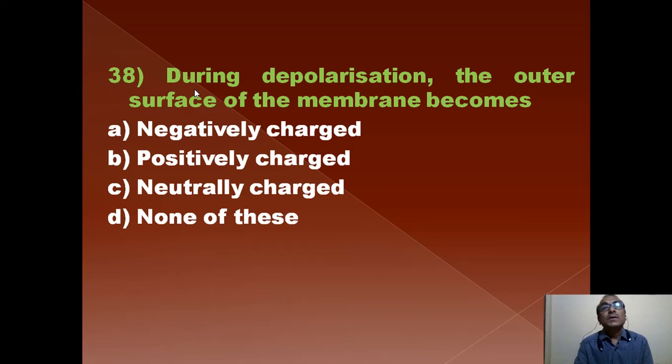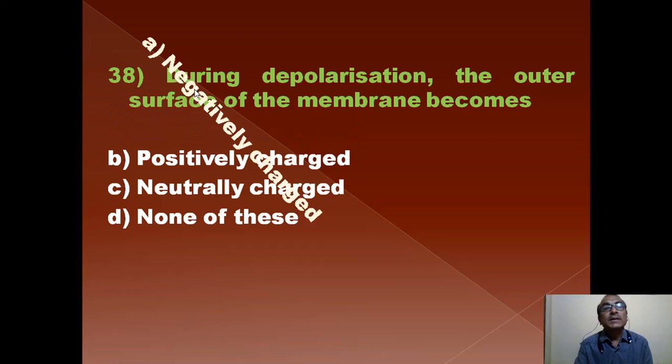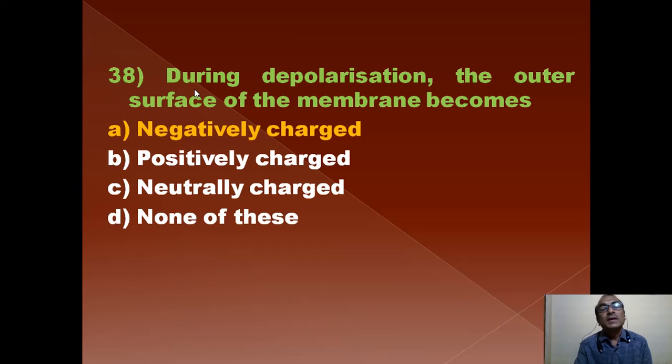Question number 38. During depolarization, the outer surface of the membrane, as we know, will become negatively charged, because the sodium ions, the positively charged ions, enter inside the axon.